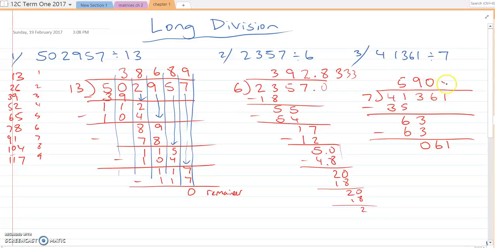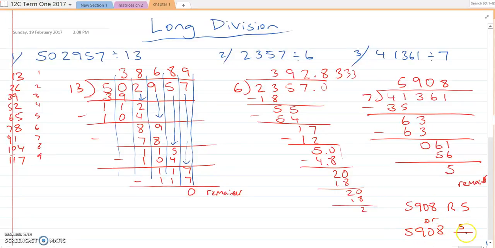Which goes in 8 times. Okay. So the important thing is I have this 0 here. Then I've got the 56. Alright, 7 goes into 61 8 times with a remainder of 5. Now this 5 is a remainder, which I should have done on the last one anyway. So the answer is 5908 remainder 5, or 5908 and 5 over 7.